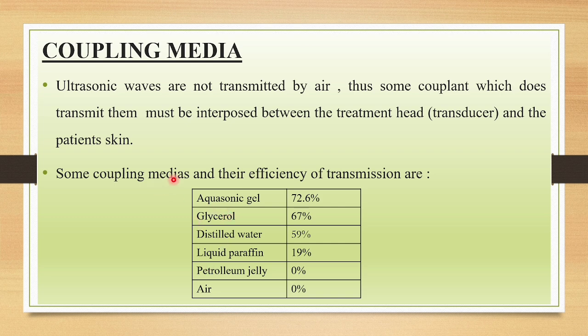So to conclude on efficacy, the maximum efficiency among ultrasonic coupling media is for the aquasonic gel, which has 72.6%, and the least efficiency is for petroleum jelly and air, which have 0%. So mainly in our physical therapy fields, we use the aquasonic gel, which is almost blue in color.